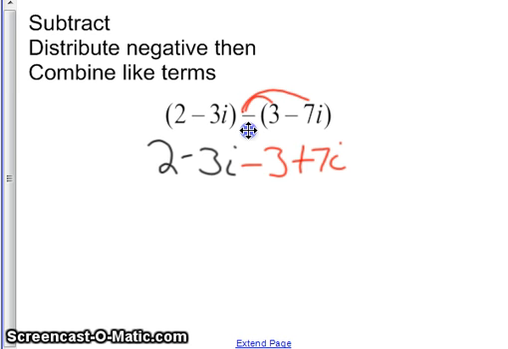Then you combine like terms. So 2 plus -3 is -1. -3i plus 7i is 4i. So that's subtraction. It is easy.